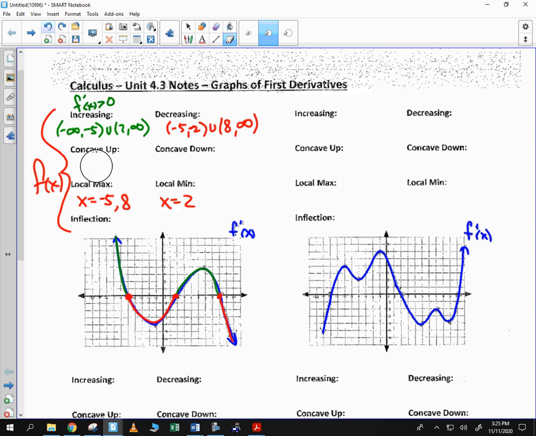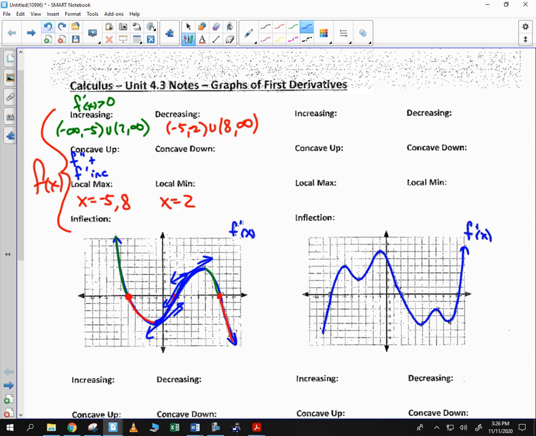So let's talk about concavity. Concave up is where f double prime is positive, or f prime is increasing. As we look at this, as I draw this in blue, this is where f prime is increasing. Or in other words, where the derivative of the derivative is positive. So those blue lines represent the second derivative.